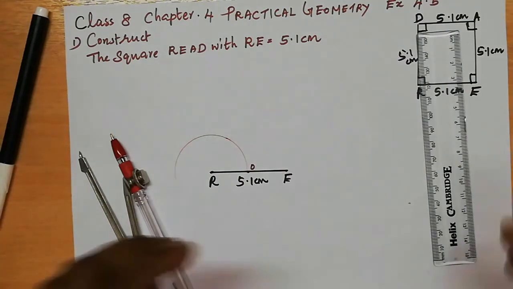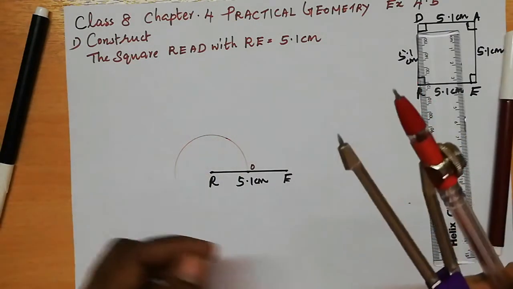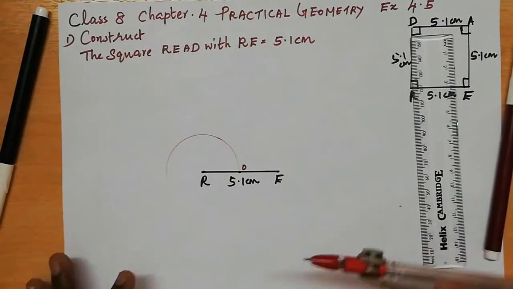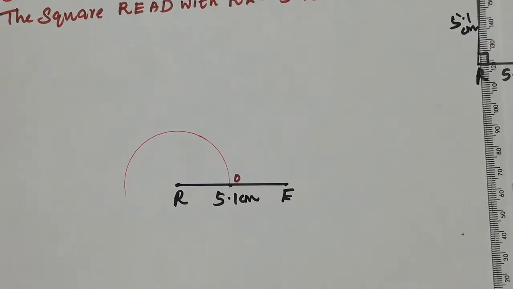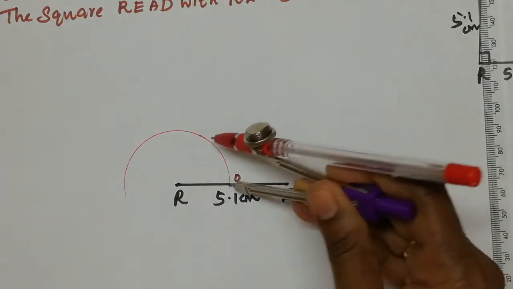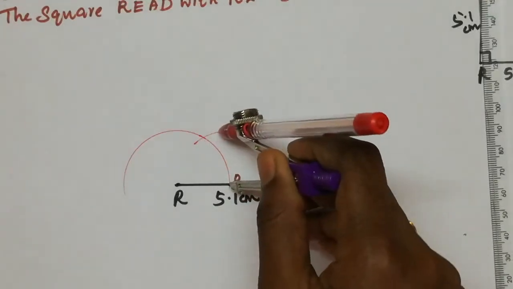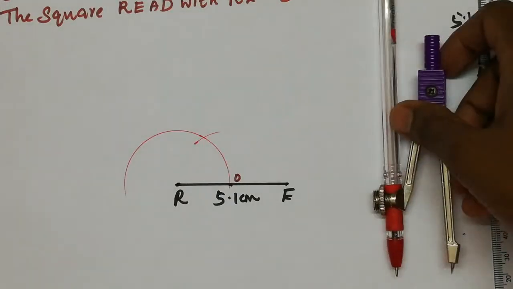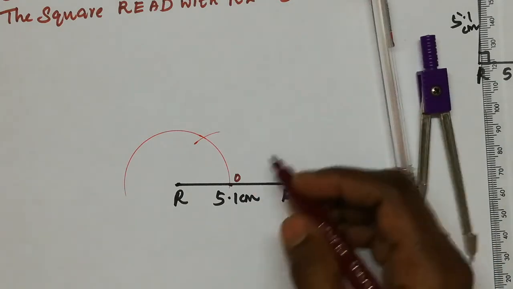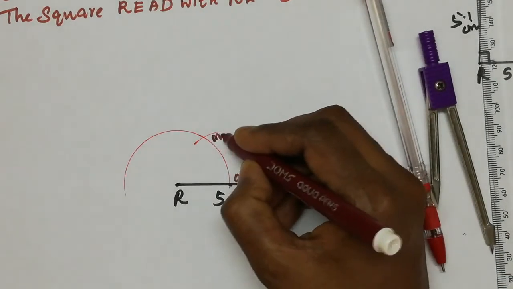Then pointing at O, without changing the radius of the compass, the same radius you have to take. Pointing at O, you have to make one arc. That is how many degrees? That is 60 degrees. So we can name it M. Okay.